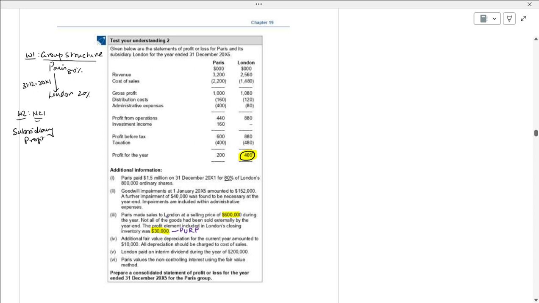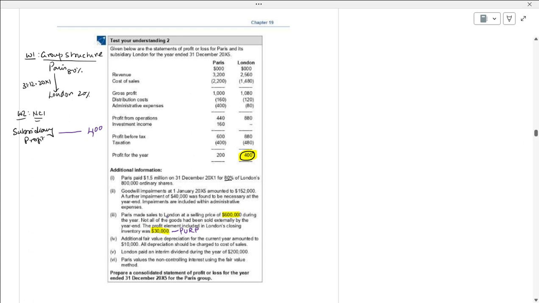If they have calculated it, why do we have to do the calculation? They directly gave us that. How much is the profit of the subsidiary? Profit of the subsidiary is 400. How much is PURP? 30. The profit element included in London's closing inventory.